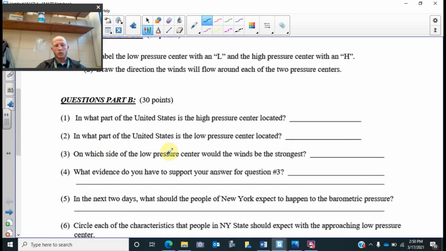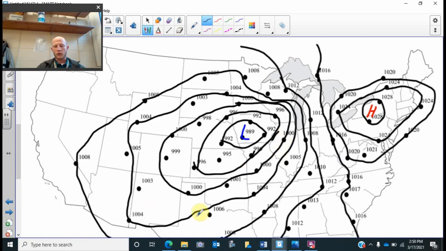Let's see here. On which side of the low pressure center would the winds be the strongest? Number 4, what's the evidence you have to support this question? So if I look over here, I see that these isobar lines, if I look from this point on my 992 point to, let's say, 1012, I see a lot of isobar lines within a very short distance, right? If I cross from Iowa to Wisconsin over the Great Lake, it changes from 992 to 1012 millibars. So it's going from low pressure to high pressure this way. And so this is where our greatest winds will be.